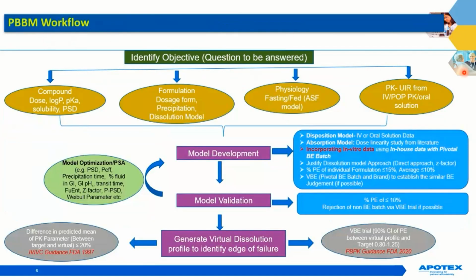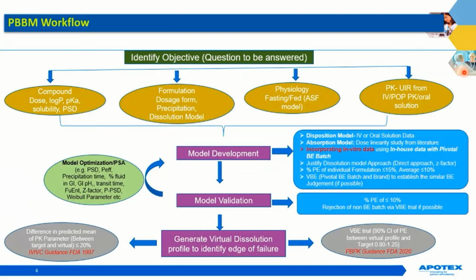In this slide, we are going to talk about the general workflow for the physiologically based biopharmaceutics modeling. Before we start developing the model, the objective of the model has to be decided first, and it could be anything from the list discussed in slide number 4. We will have to collect the data, either from the experiment or from the literature, from the API-specific formulations, physiology and disposition parameters, and then integrate all of this to develop the base model.